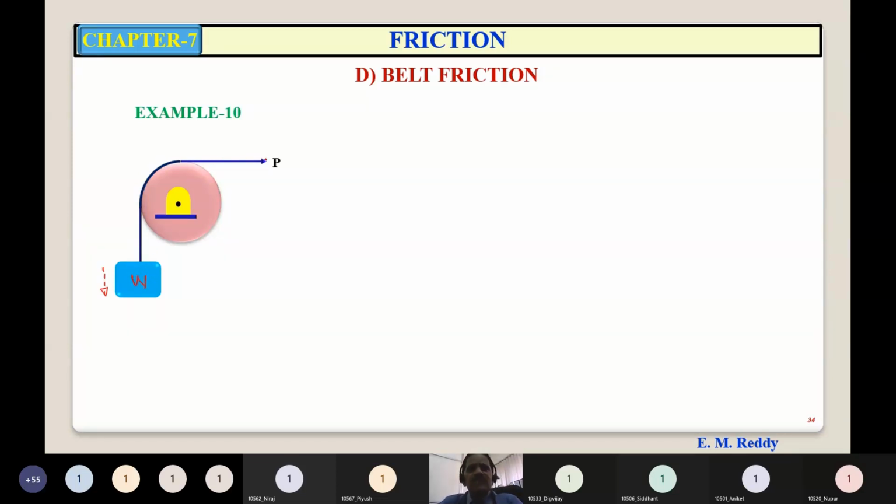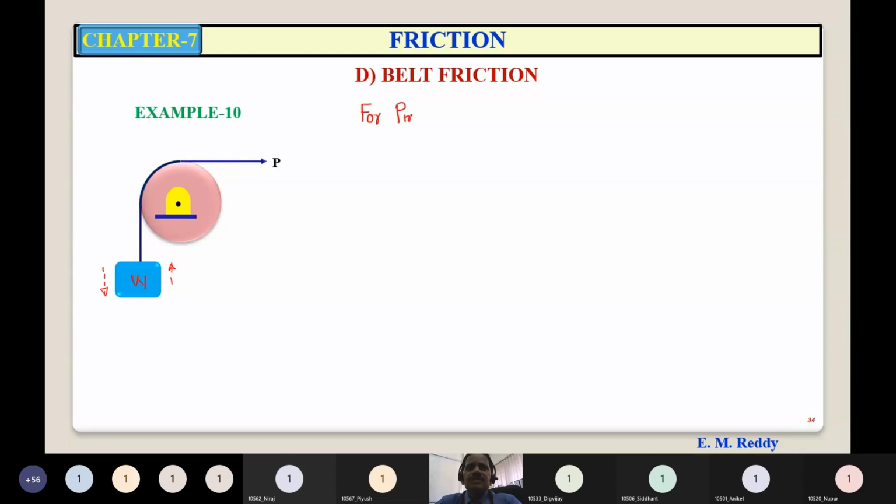Now, if you increase the value of P, the tendency of the block will develop to move upwards. You have to increase the value of P such that the block is on the verge of slipping upwards. At that instant, P is maximum. Is it clear?